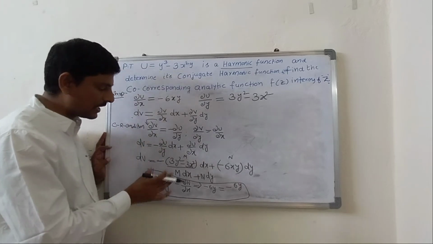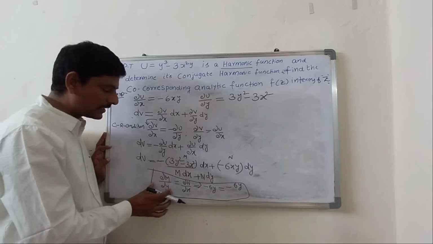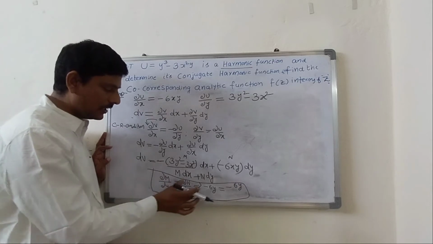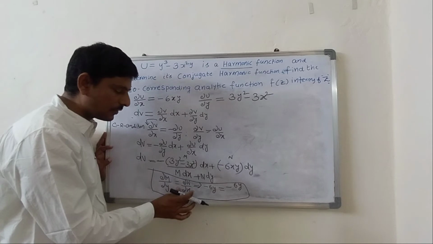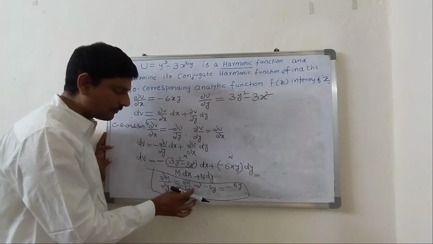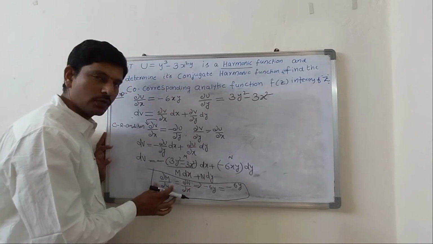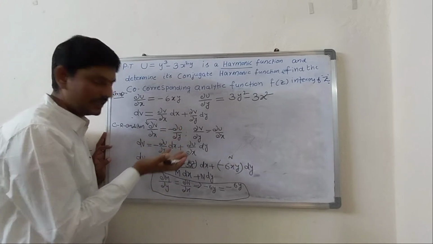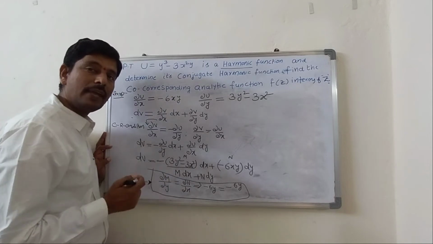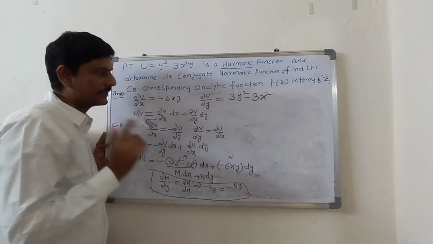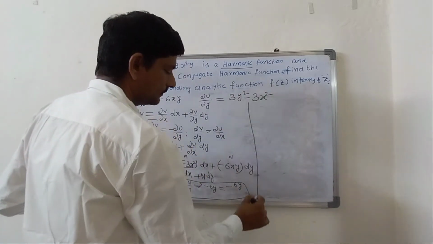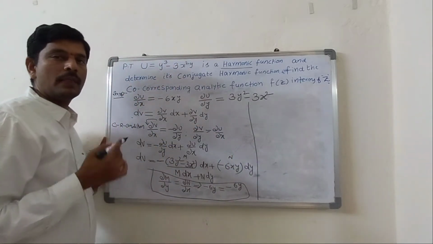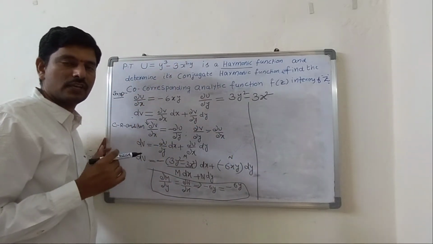So if u is a harmonic function, ∂m/∂y is nothing but minus ∂²u/∂y². ∂n/∂x is nothing but ∂²u/∂x². Therefore ∂²u/∂x² plus ∂²u/∂y² equals what? 0, because it is a harmonic function. Therefore ∂m/∂y equals ∂n/∂x. Clear? Understood? Right. So it is exact differential. Now, what is the solution for an exact differential? We learnt in our M1.